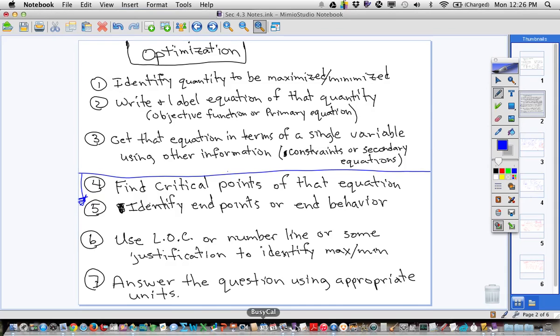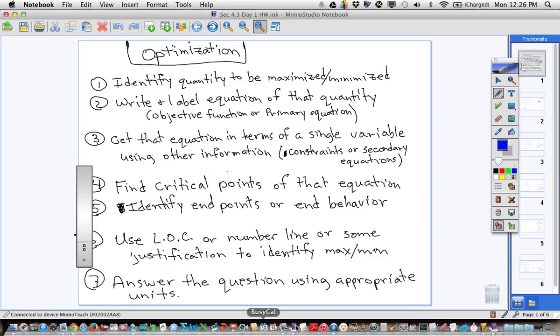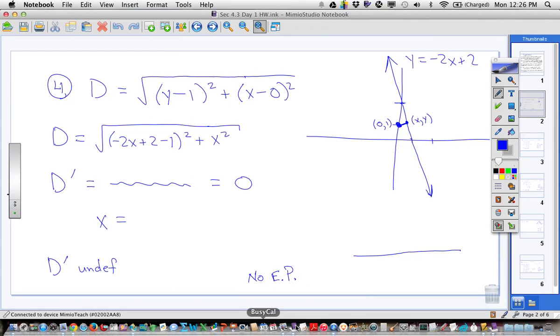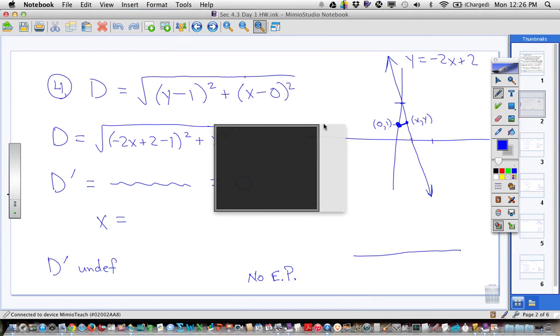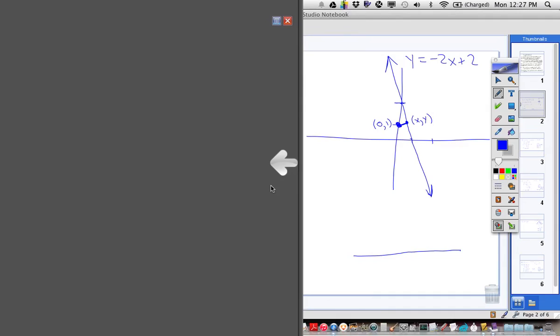Okay? So let's take a look at these problems and see if we can figure out what's going on. So here's number 4. Now, on number 4, you've got to start with a picture. Now, what are we trying to minimize in number 4?